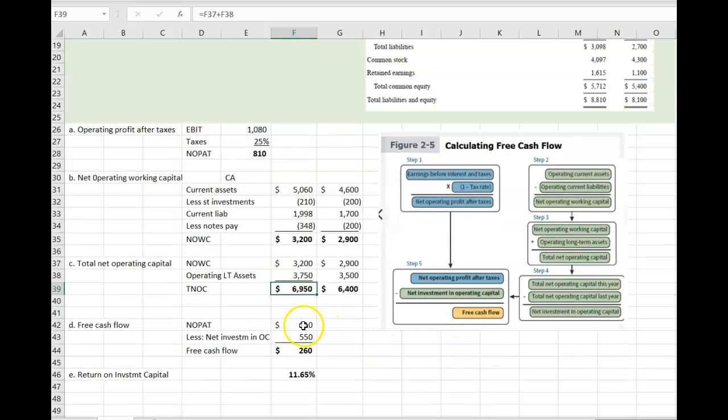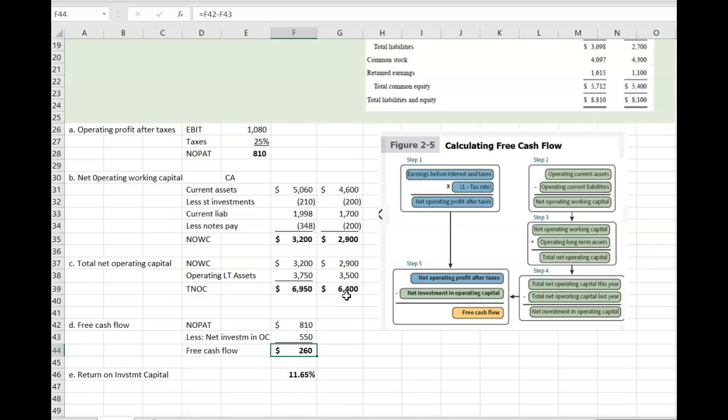So now we take our net operating profit after taxes, that was the 810 here, less the net investment in operating capital. Well, how do we calculate that? We look at the total net operating capital and calculate the difference from the last year. If I hit F2, I see that 6,950 minus 6,400 means we increased our investment in total net operating capital by 550. Subtract that, and that's free cash flow.